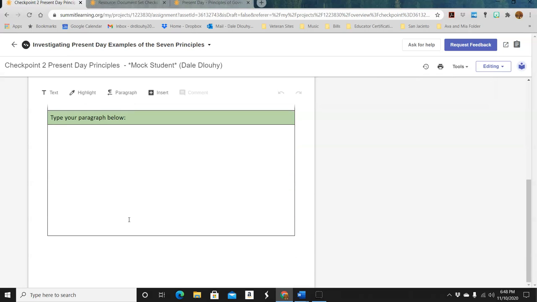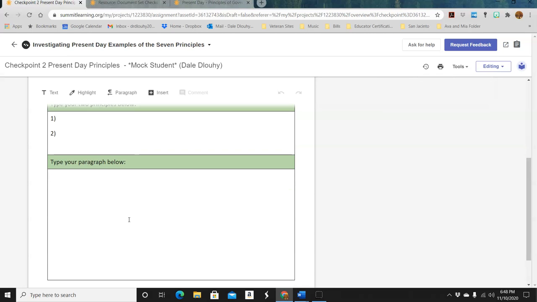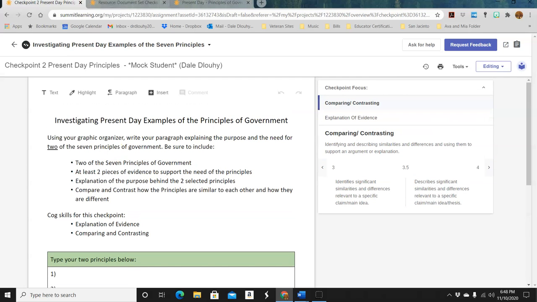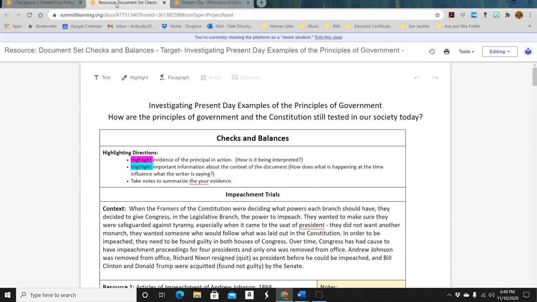The thing that's different about this checkpoint is you're going to have to compare and contrast individual rights with checks and balances. And that's the cog skill, comparing and contrasting. Now let's take a look at the actual document set.